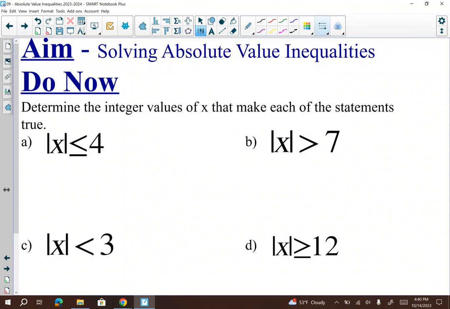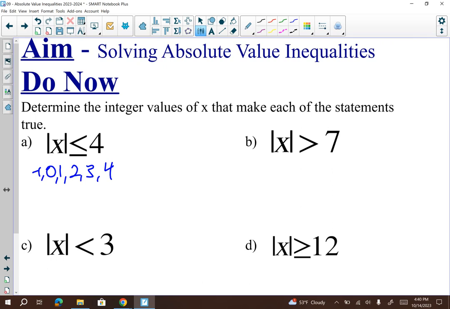So let's start with absolute value of x is less than or equal to 4. So I know that if x is 4, absolute value of 4 is 4, that's going to be less than or equal to 4. Okay. If I take the absolute value of 3, it's going to be 3, which is less than or equal to 4. Same with 2, with 1, with 0. Now, when is that pattern going to stop? Because it's going to work with -1, right?